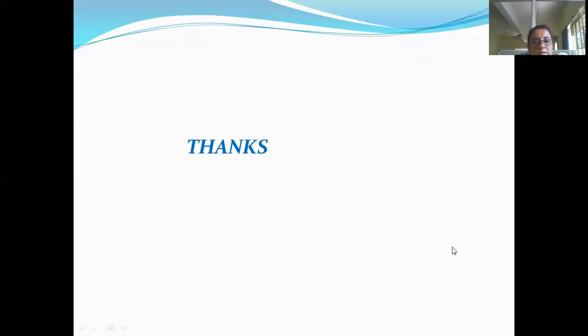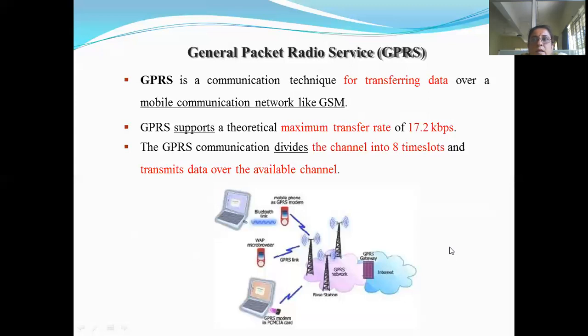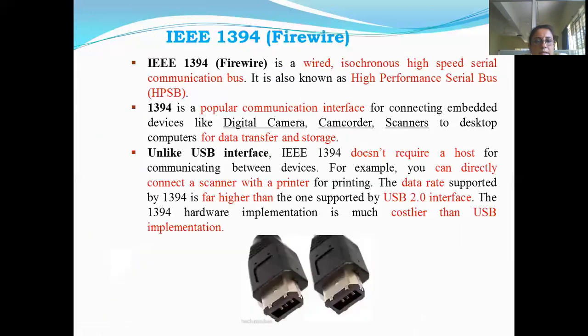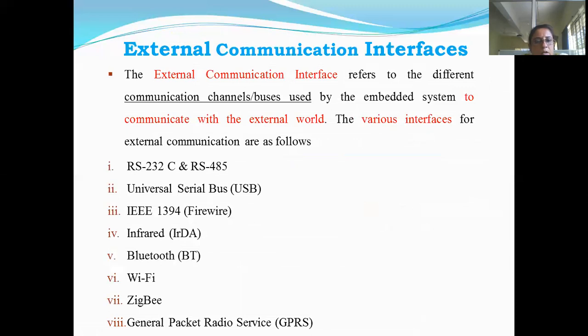This is what we have seen in today's class. We have seen the external communication interfaces that are used in the embedded system, like Zigbee, Bluetooth, general packet radio service. And we have seen the other main ones like Universal Serial Bus, Bluetooth, Wi-Fi, General Packet Radio Service, RS-232, RS-485.